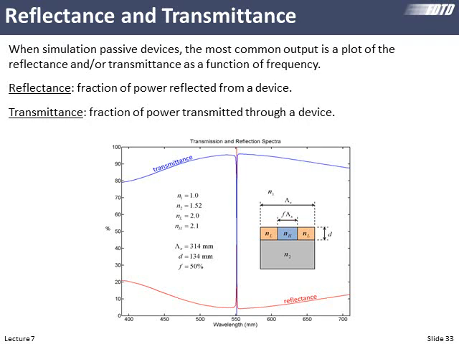So the little plot here is just showing what we might see from a particular device, what transmittance and reflectance looks like. And we can see by this, if we add them up, that we will get 100% all the way across.